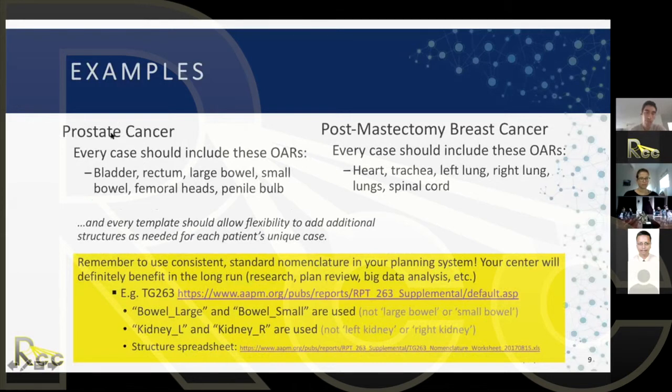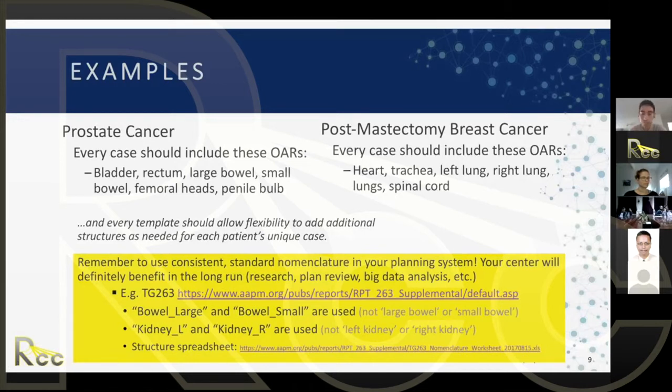For instance, for prostate cancer, every case should include the bladder, the rectum, large bowel, small bowel, femoral heads, and the penile bulb. For a post-mastectomy breast cancer case, every case should have the heart, the trachea, the left lung, the right lung, both lungs combined, and the spinal cord. We should also include in our template space and flexibility to add additional structures as needed, because every patient's case might be unique.